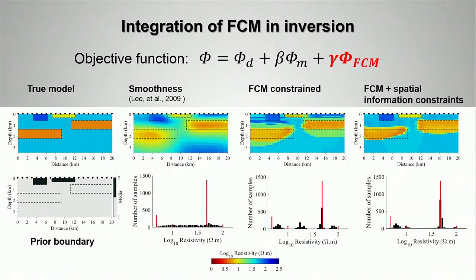Here we have one synthetic example, the true model. In the true model, we have four objects and the background. We run the inversion and get the inversion result here. In the lower panel, we have the distribution of the inverted model in black bars, and the red is the true model. With the smoothness constraint, we can see artifacts here, here, and here, and the boundary of the objects is unclear, smoothly smeared.